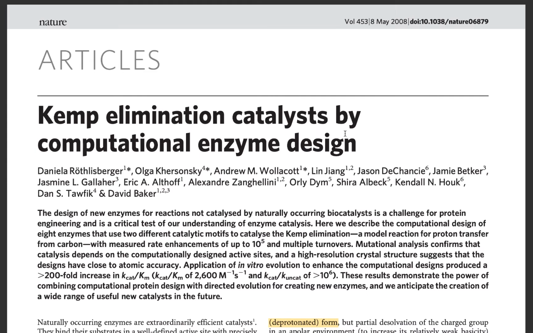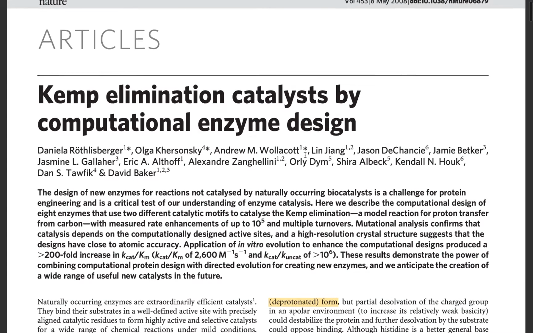And on top of that, the paper that you guys are going to be reading is from a very high impact journal, perhaps the single highest impact journal, Nature. Okay, so Nature is a very high impact journal, maybe second to or with Science, the Journal of Science. And the title of the article that you're going to be reading is right here, Chem Elimination Catalysts by Computational Enzyme Design.